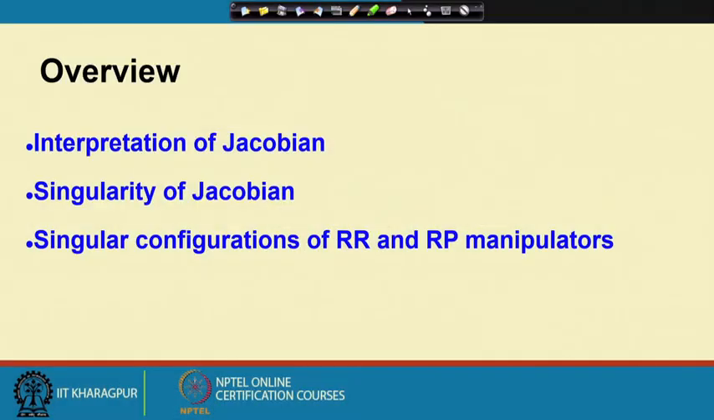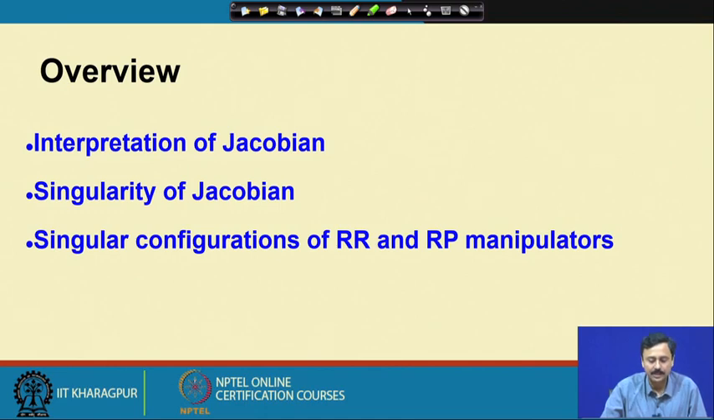We have observed that in the inverse velocity relation, we have the inverse of the Jacobian matrix. We have also commented on this point that the inverse of the Jacobian matrix is not guaranteed at all configurations. So, in this lecture today we are going to look at first the interpretation of the Jacobian matrix. We are going to look at the singularity of the Jacobian matrix with the examples of the RR and RP manipulators that we have discussed.